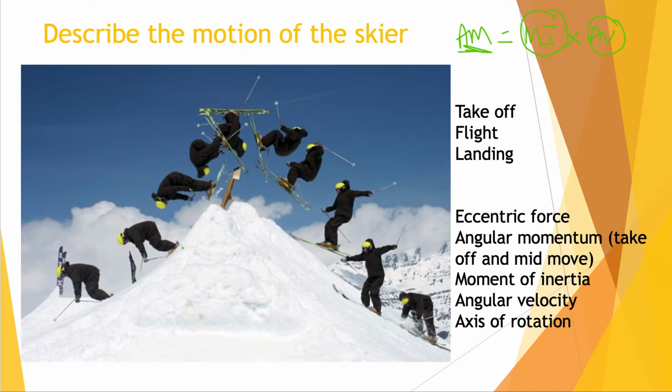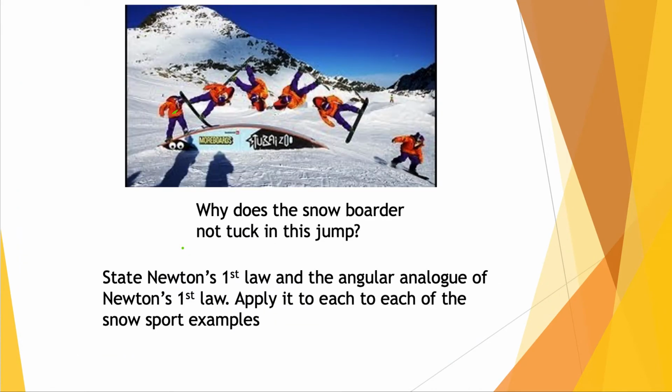So in this example, the snowboarder, we must apply the angular analogue of Newton's first law because we've got rotation, we've got angular momentum here, or angular motion rather than linear motion, so we need the angular analogue. So this body, once the angular momentum is generated, will continue to rotate about its transverse axis until it's acted upon by the external eccentric force from the floor. And in this example, the body will continue to turn about the frontal axis until acted upon by the eccentric force, again on landing from the floor.